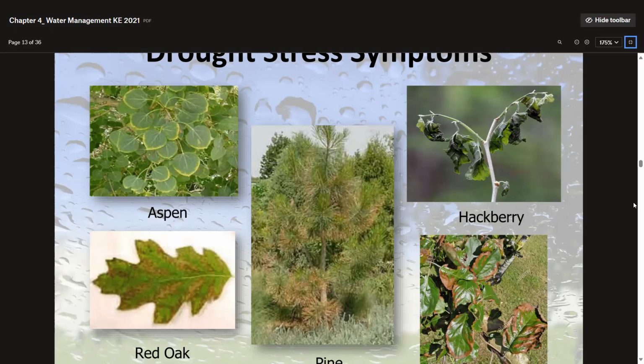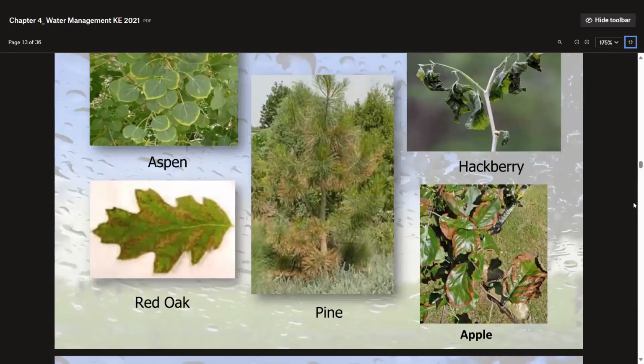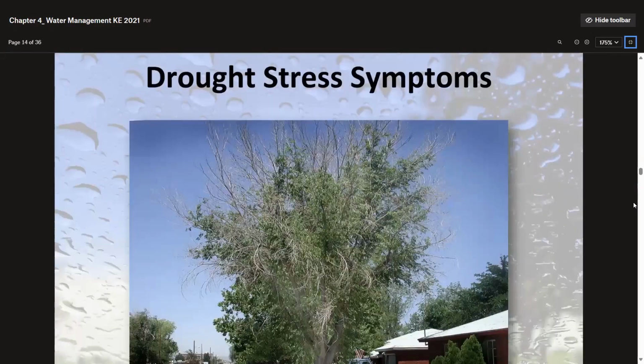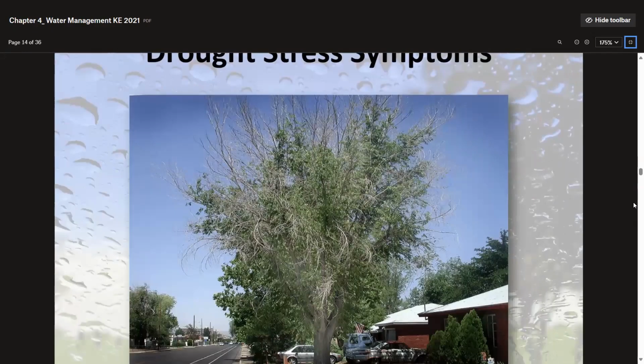They just look sad, right? They curl that leaf totally up. And then, at the bottom, the apples look burnt. That's one of those that looks scorched when it gets no water, right? Perfect example of drought stress symptoms in a tree.